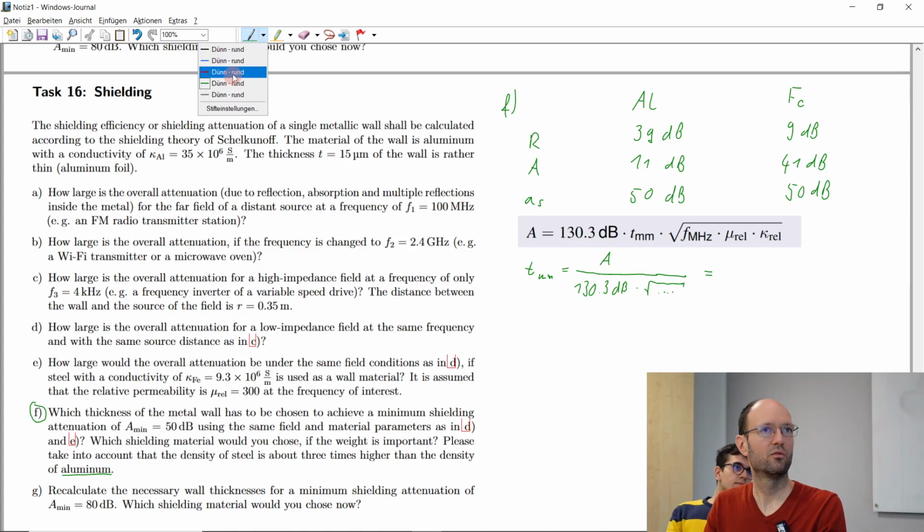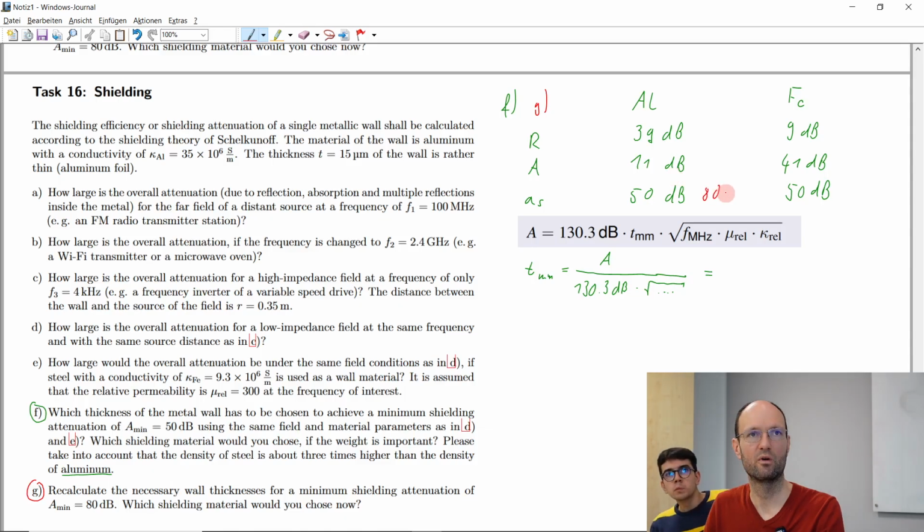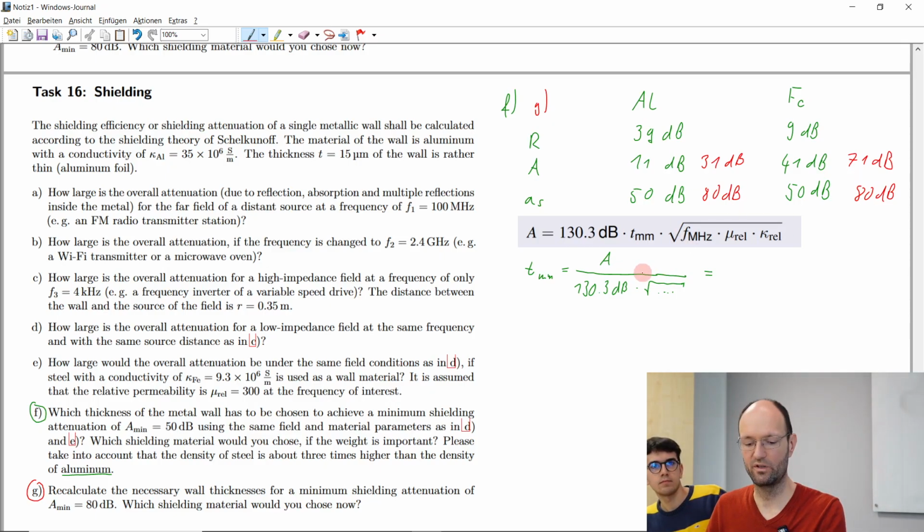And then we can do the same thing once again in the last subtask G, and say now we want to end up with 80 dB. So I think just use the very same table here. If we want to go to 80 dB in this case, this is staying the same. Then of course we need 30 dB more here, and we also need 30 dB more here. And we just need to reinsert this into these formulas here and recalculate the thickness.